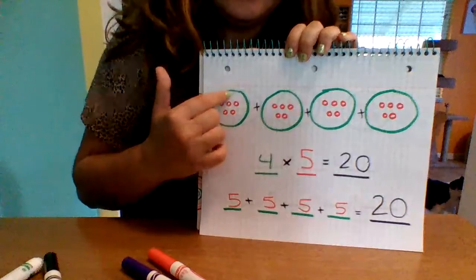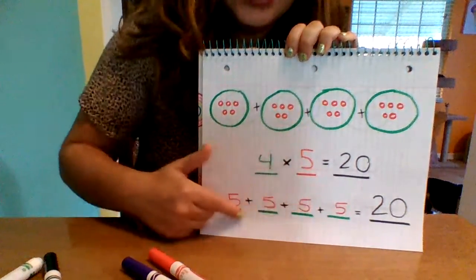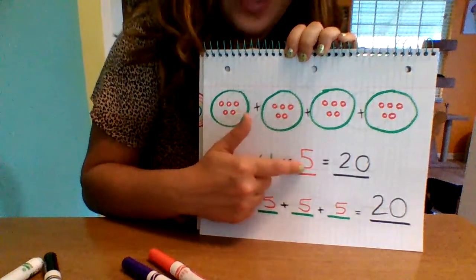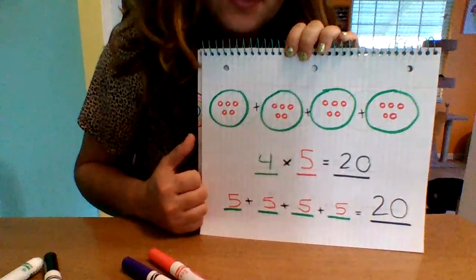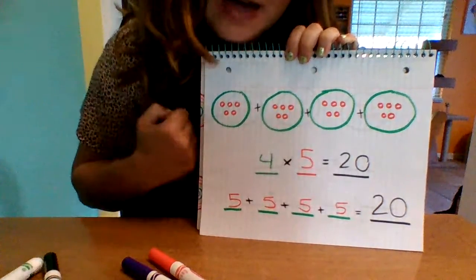So you can use equal groups to multiply, or you could use repeated addition, okay, adding the number 5 4 times to get 20. You could also add the number 4 5 times to get 20. 4 plus 4 plus 4 plus 4 plus 4 equals 20. Let's take a look at the next equation.